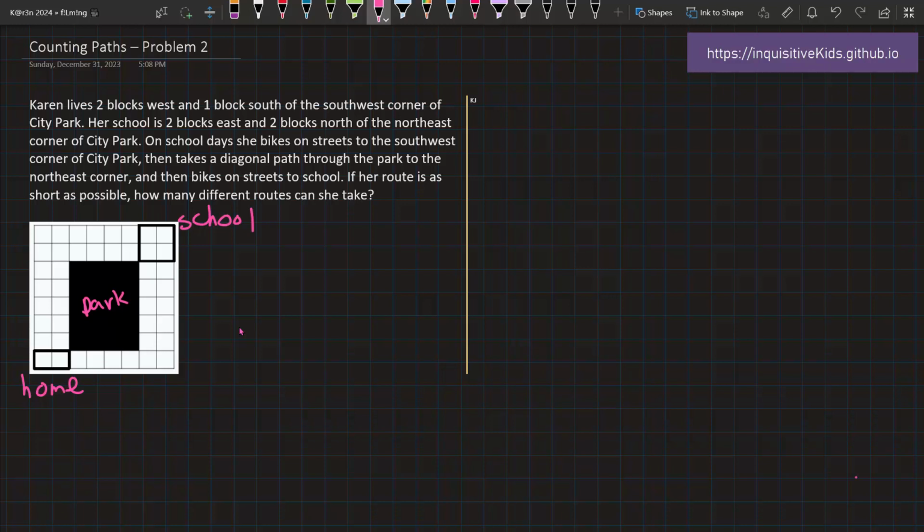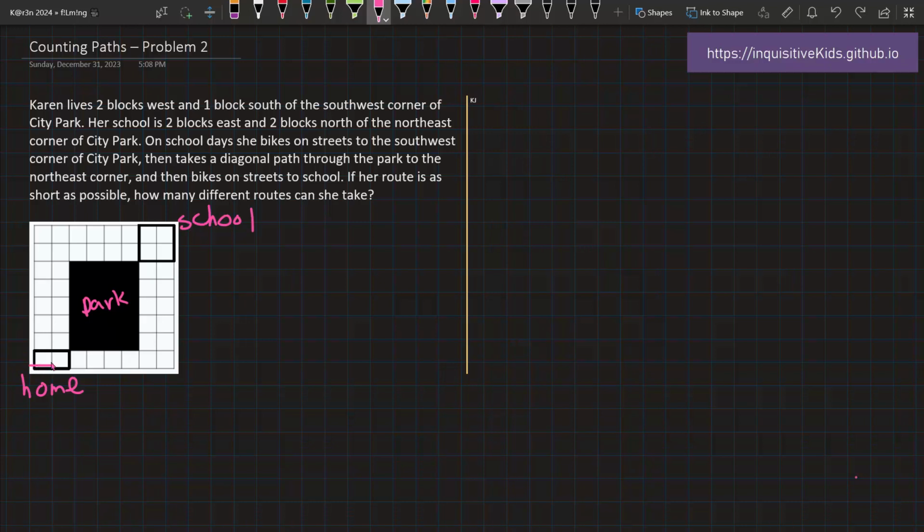We know that the keyword here is if her route is as short as possible. We first have to determine what is an example of the shortest route. How many units does the shortest route take? We know that she always crosses through the park diagonally, no matter what, so we don't have to think about that. All we have to do is look at the 2 sections here. What is the shortest possible amount of ways to get from this point to this point? Well, that would be 3, and you can't really get any less than that. You always have to travel 3 units.